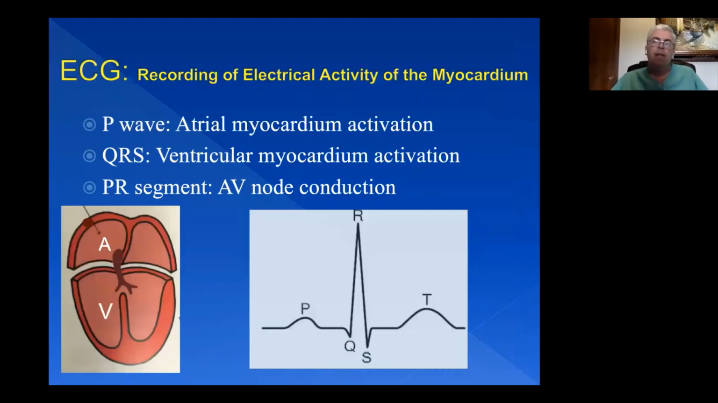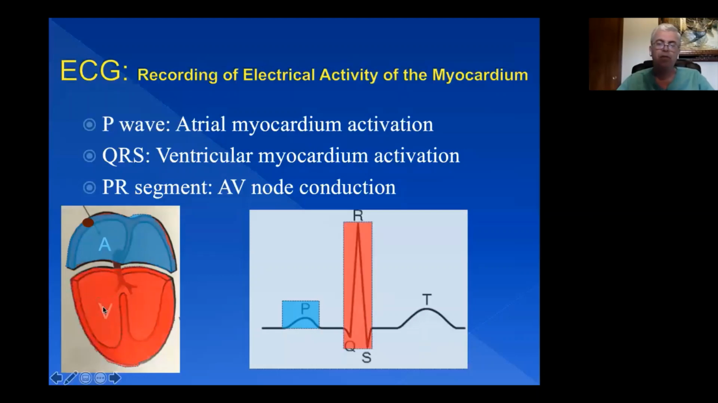So the ECG is the recording of the electrical activity of the myocardium. For simplicity, again, we'll try to simplify things without affecting the accuracy and speed of the ability to read the ECG. The heart is divided into two muscle masses, atrial muscle and ventricular muscle mass. Activation of the atrial muscle mass will give us a P wave. Activation of the ventricular muscle mass will give us the QRS.